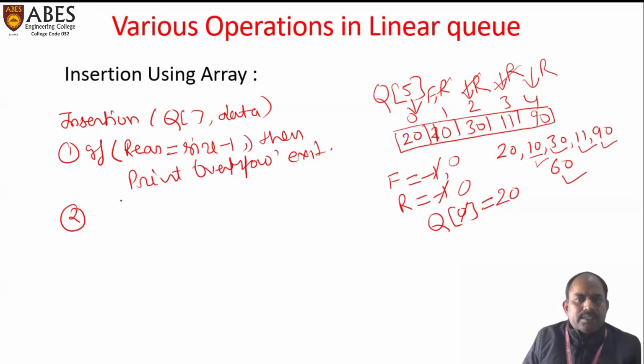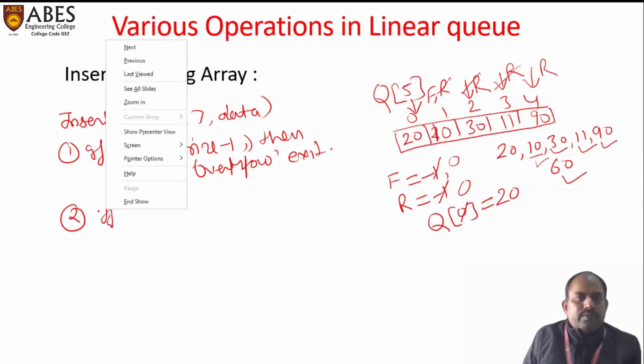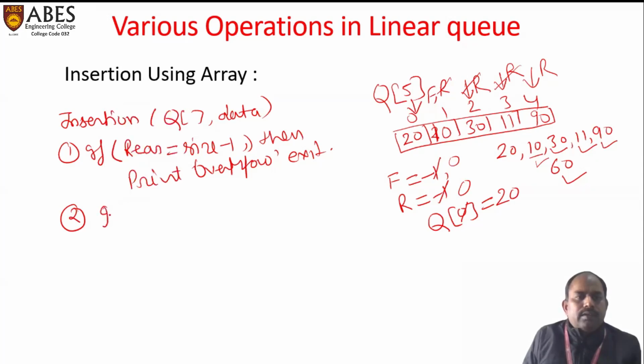In the second step, we will see if the queue is empty, then we have to set front and rear both. If rear is equal to -1, then set front is equal to 0 and rear is also equal to 0.